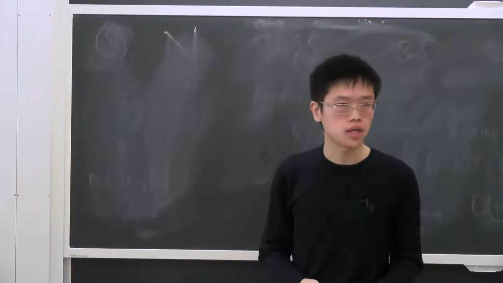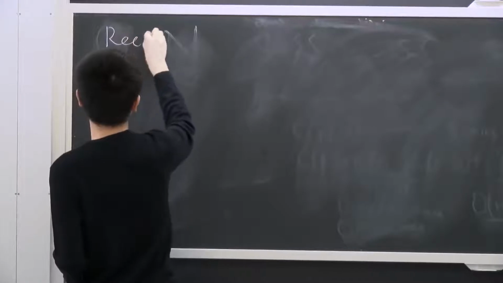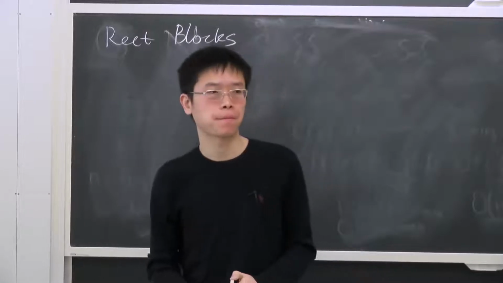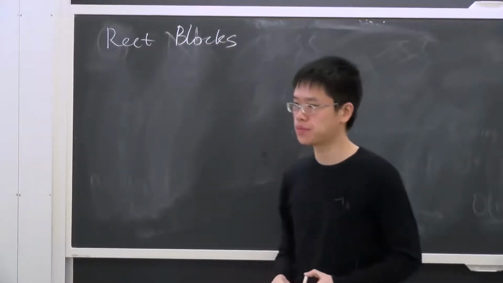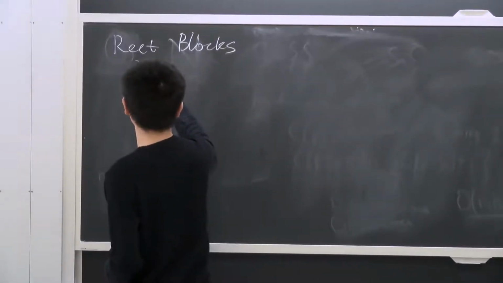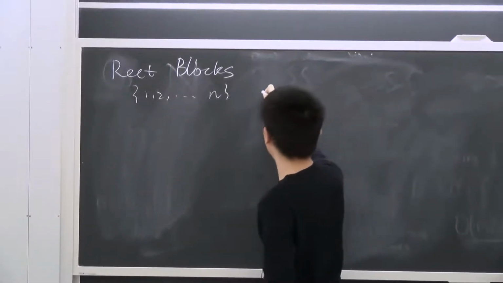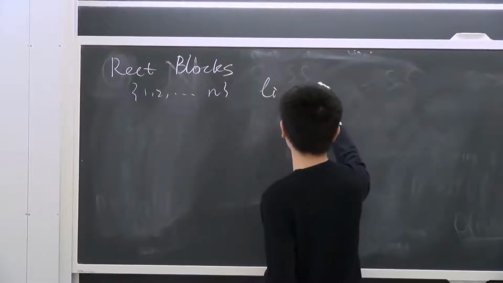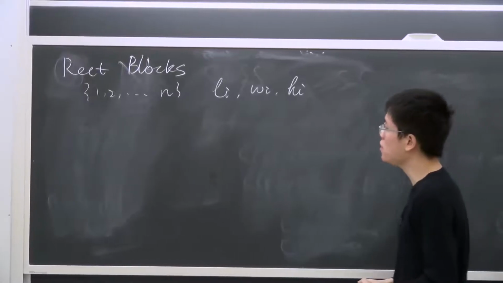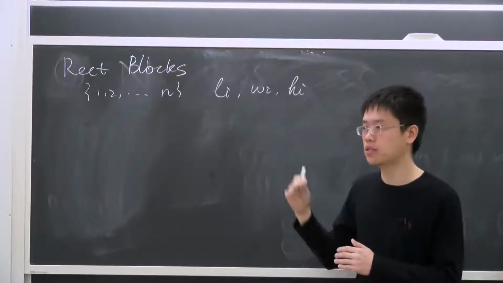Okay, now let's look at another example. This one is called rectangular blocks. So in this problem, we have a bunch of blocks, say 1, 2, all the way to n. And each of them has a length, a width, and a height. So it's a 3-dimensional block. So I want to stack blocks on top of each other to get a maximum height.